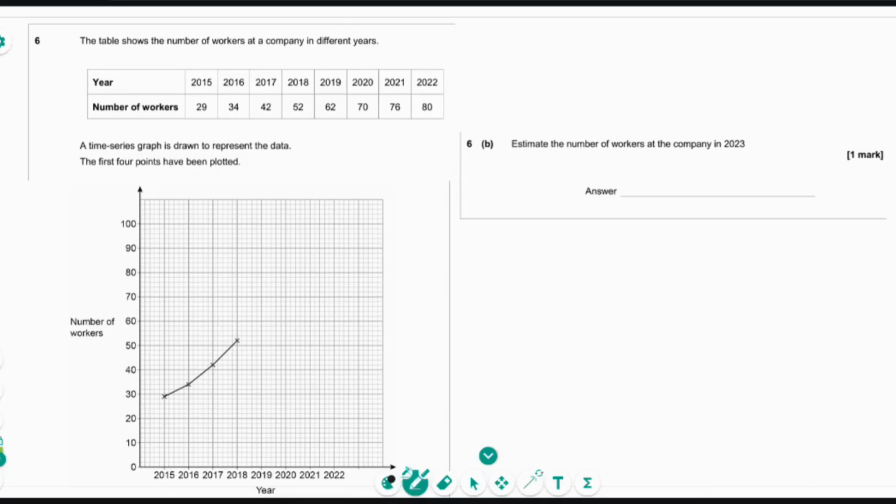The table shows the number of workers at a company in different years. A time series graph is drawn to represent the data. The first 4 points have been plotted. For 2019, 62. Just on the y-axis, bear in mind that each little box represents 2. So 62 would be here. 2020 and 70. 2021 and 76. 2022 and 80. And join them up with straight lines.